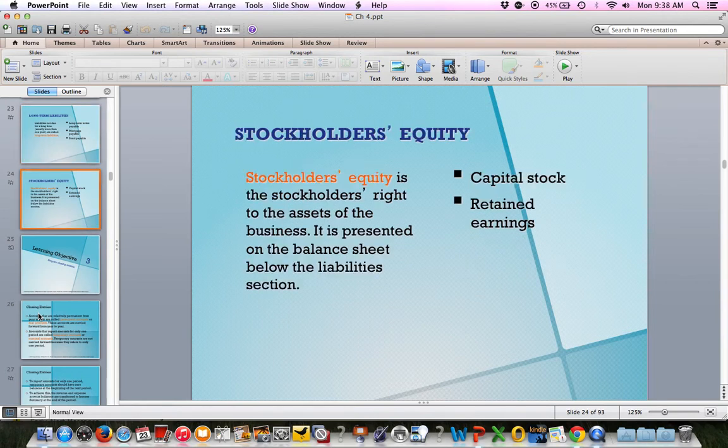And finally, we have stockholders' equity, which is basically the owner's equity in the business, which for most corporations is made up between capital stock and retained earnings.